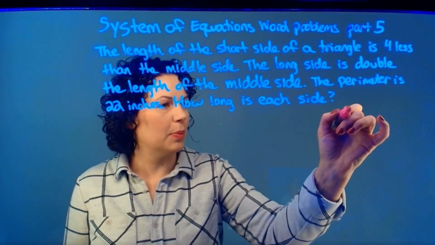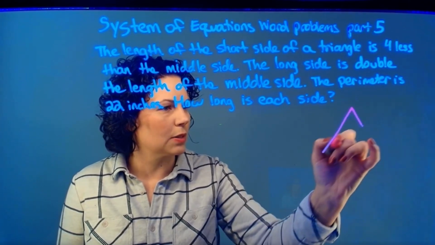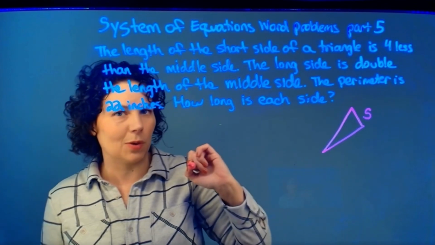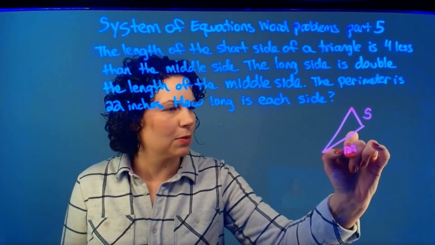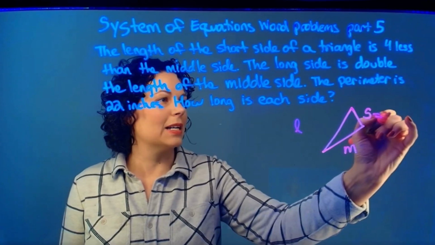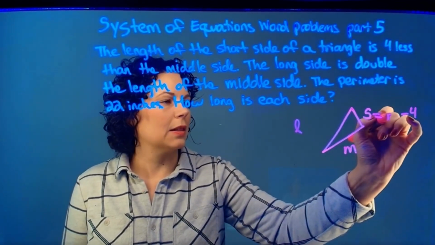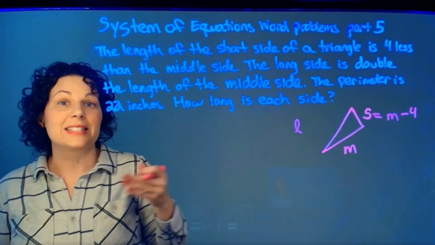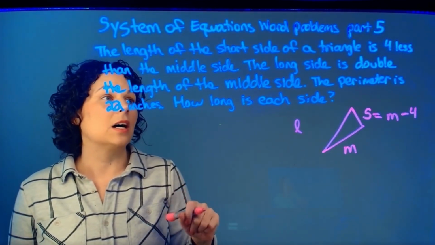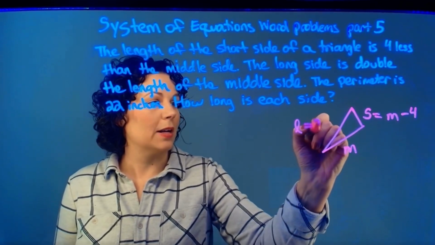So I'm going to kind of draw a little picture. Long side, short side, middle side. So my short side, I'm going to use an S. Be careful. You don't want it to look like a 5. Here's my middle side, and then here's my long side over here. The short side is 4 less than the middle side. Remember, when it's less than, we have to subtract it from the end. And the long side is double the middle side, so I'm going to call that 2m.